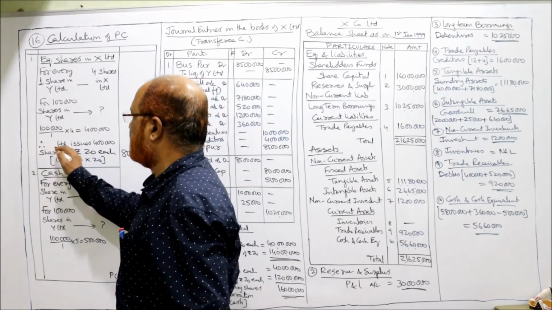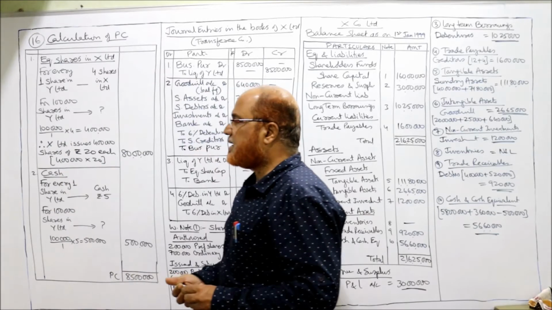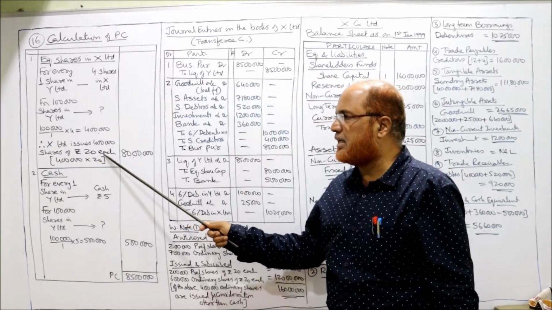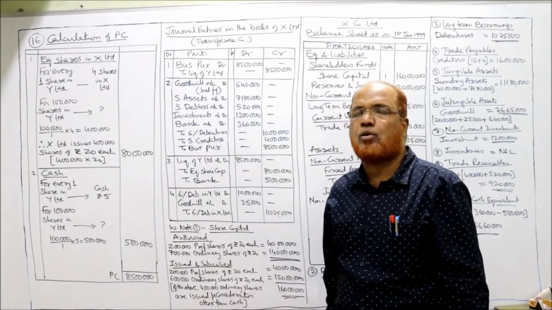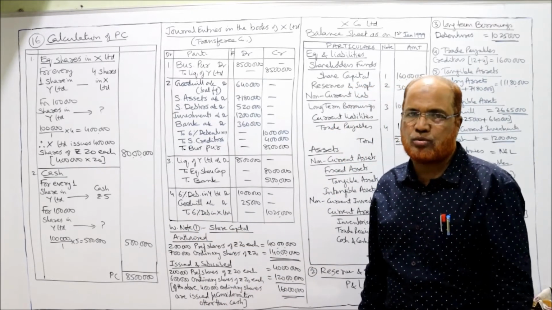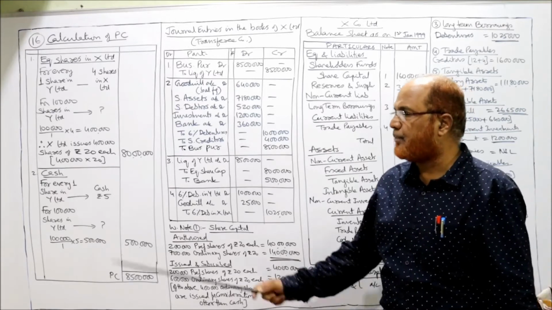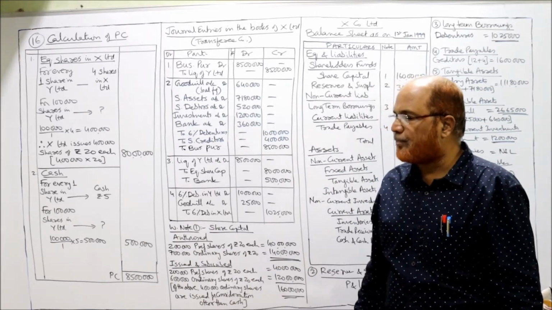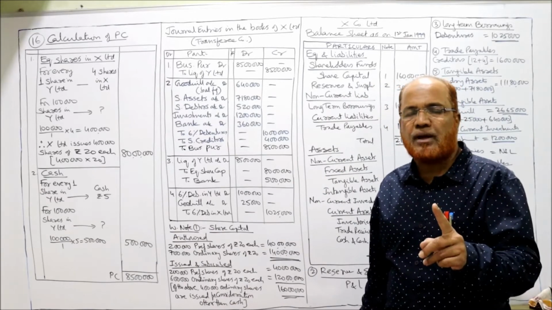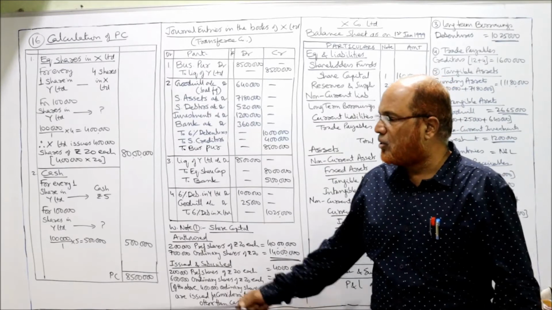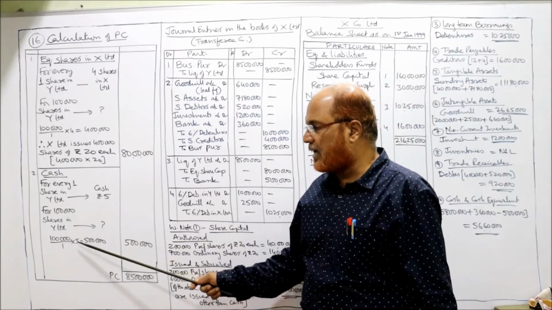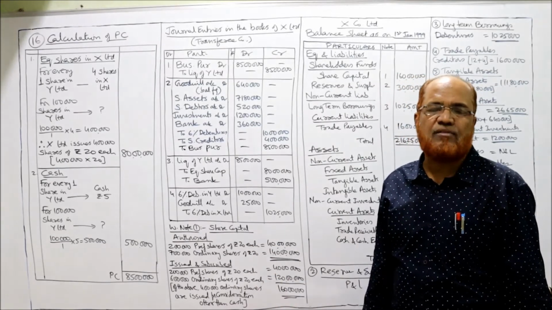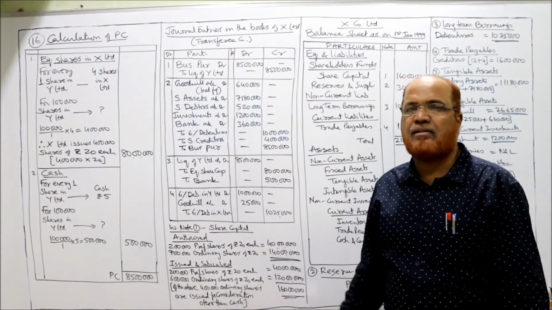Therefore X Limited issues 4 lakh shares at ₹20 each. So 4 lakh into 20, 80 lakh rupees worth of shares are issued by X company to Y company. Then cash. For every 1 share in Y Limited, cash 5 rupees. For 1 share of Y Limited, X Limited is giving 5 rupees cash. So for 1 lakh shares how much? So 1 lakh into 5, 5 lakh. 5 lakh rupees cash. So 80 lakh rupees worth of shares and 5 lakh rupees cash. Total PC 85 lakh rupees.